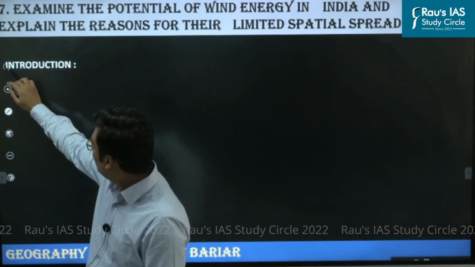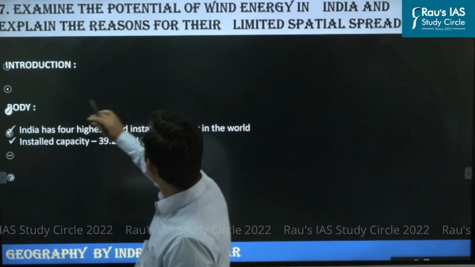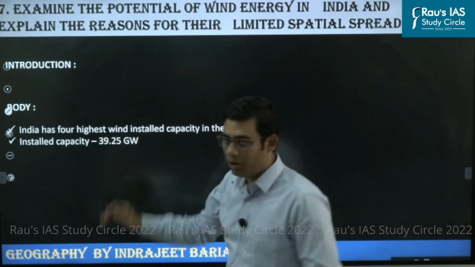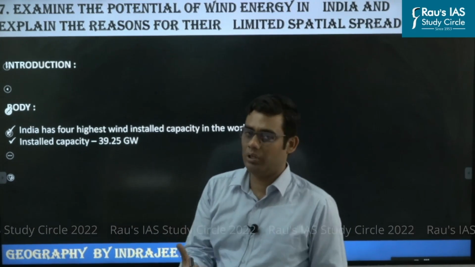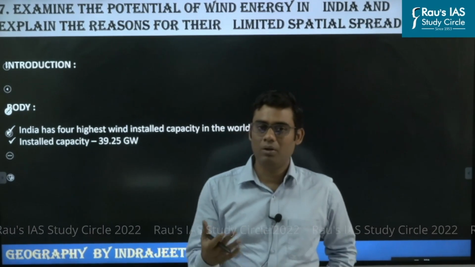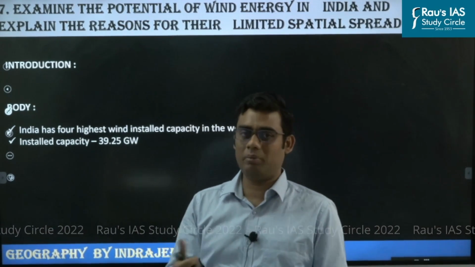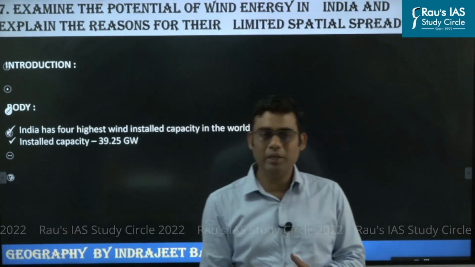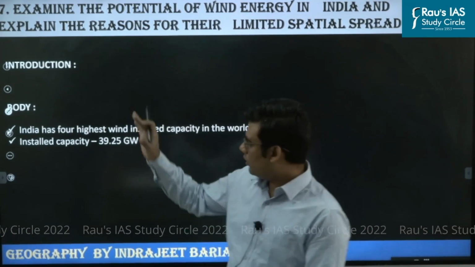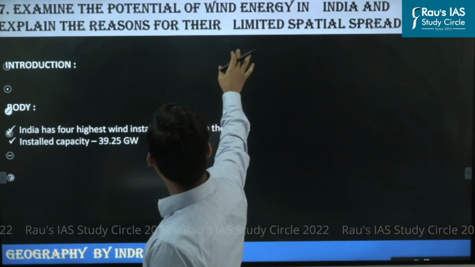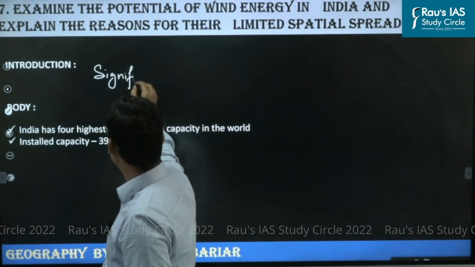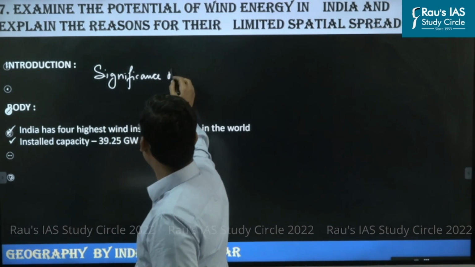So first, in the introduction part, we can relate this whole idea of wind energy. There are different ways of starting the answer. One way is you can start it with the aspect related to the climate change issue, and therefore the need to develop more renewable energy resources. So that will start with the idea of the significance of wind energy. So first, in the introduction, we can start the answer with the significance of wind energy.